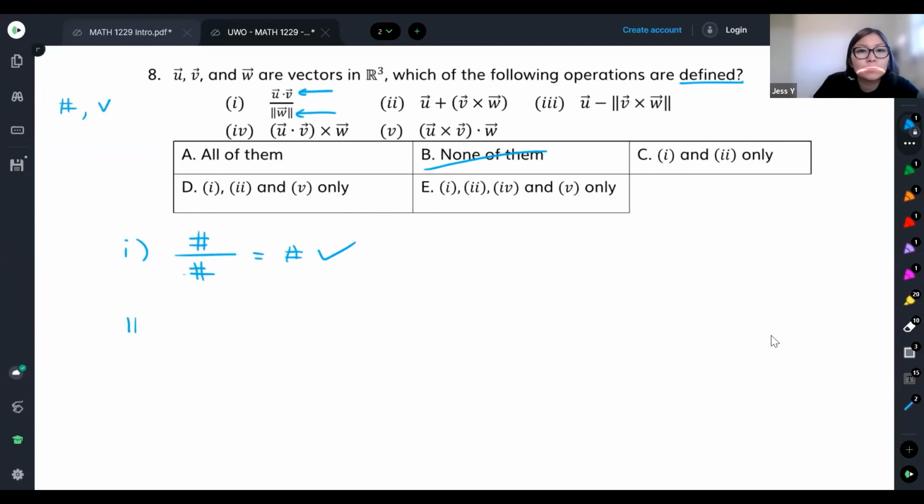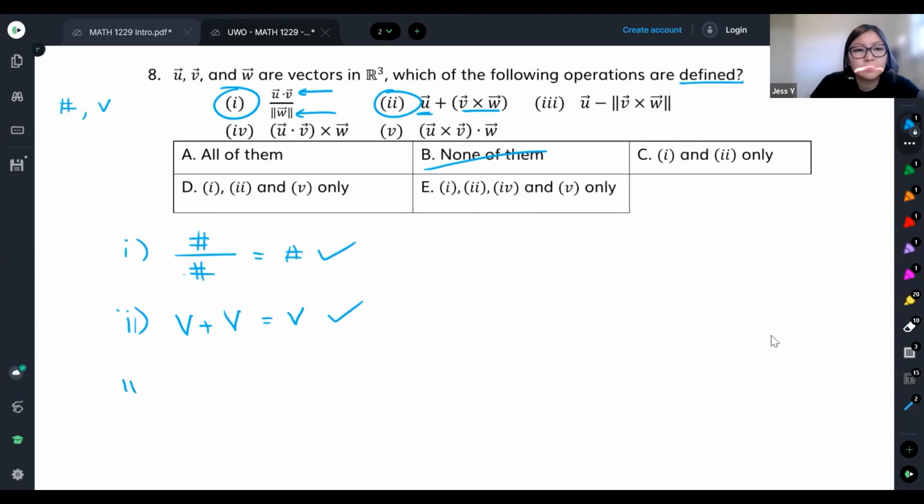Now let's move on to 2. Do the brackets first. Okay, v cross w. Cross product, is that a number or a vector? Write it down. Cross product gives us a vector. And then we have the vector u, so that's a vector plus a vector. Can we add a vector and a vector if they're the same size, or in R3? Yeah, I can add a vector and a vector. I just add the numbers together, right? So this is a vector. Yay, it's defined.